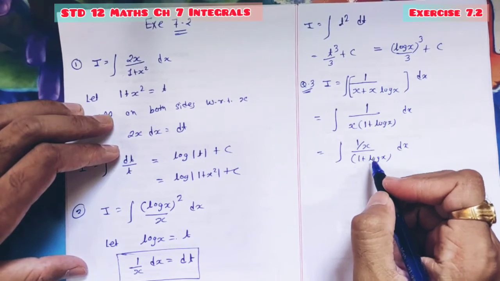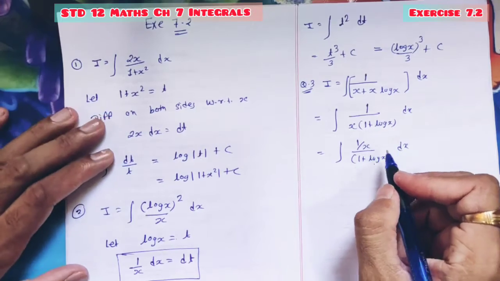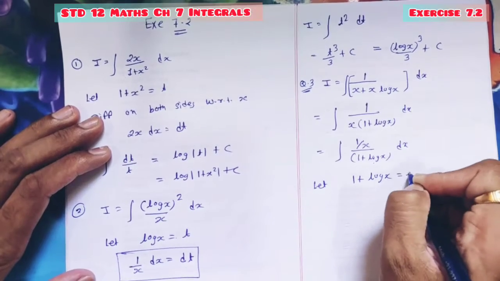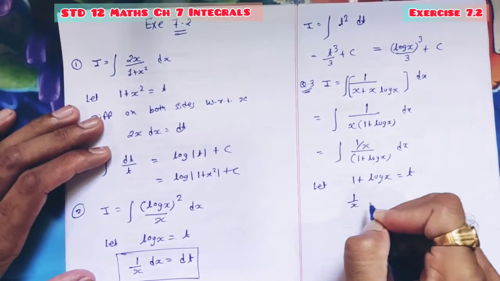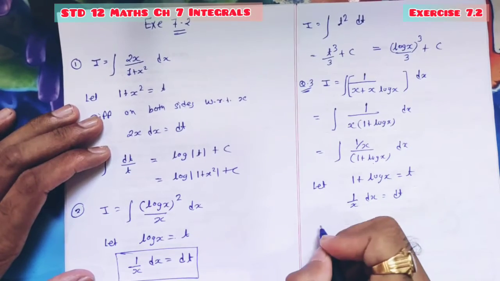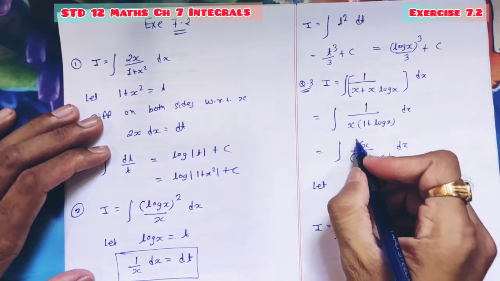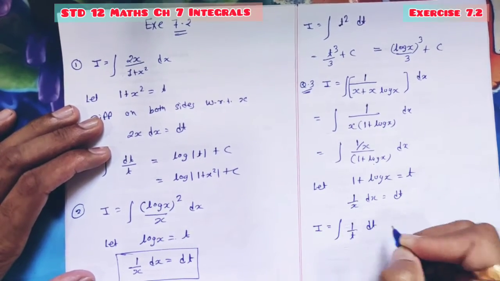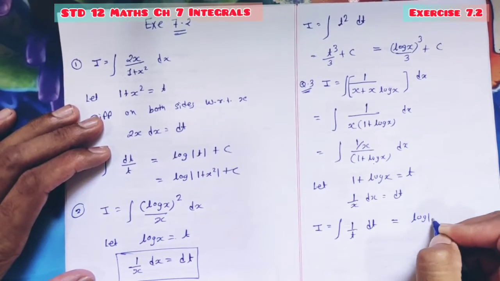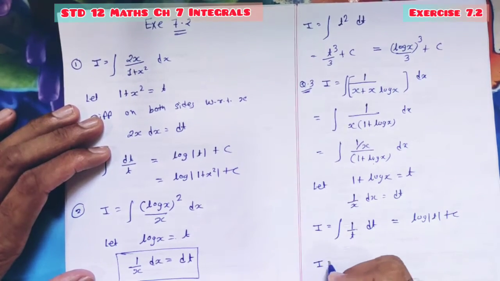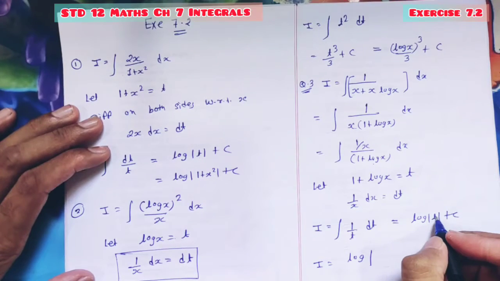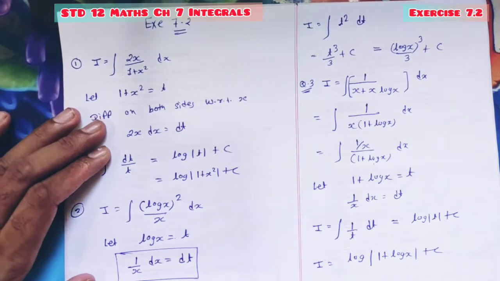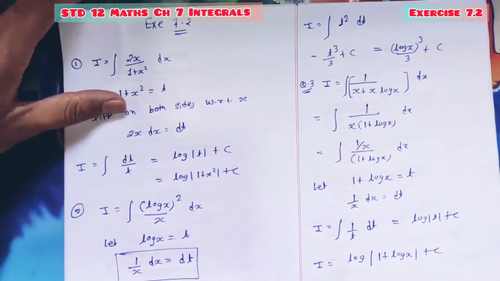So the numerator is the differentiation of the denominator. So we are considering this 1 plus log x as t, taking differentiation on both sides. So 1 upon x dx equal to dt. Therefore, our I, 1 upon x dx will be dt and 1 plus log x will be t. So it's 1 upon t dt that is equal to log mod t plus c. So I equal to log mod t, t is 1 plus log x, plus c.